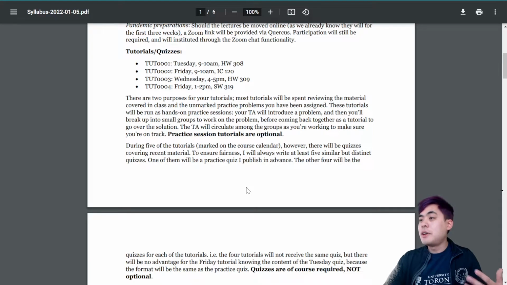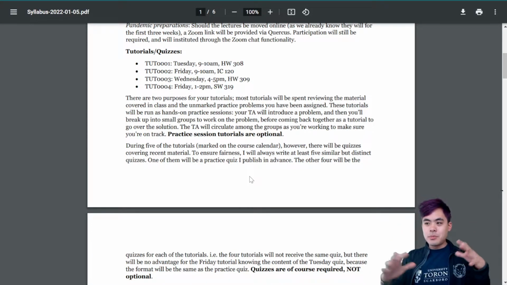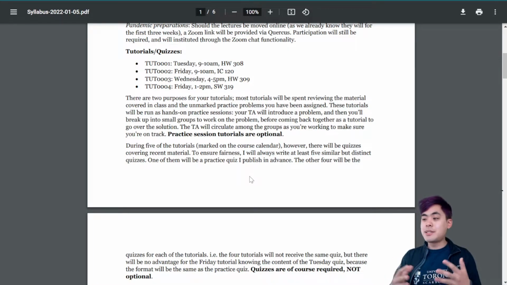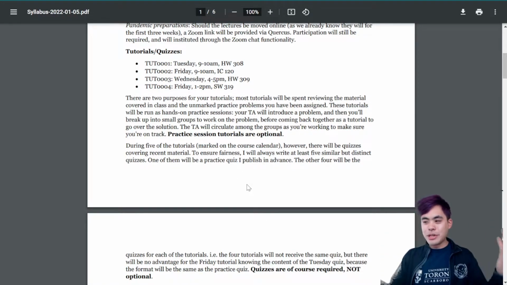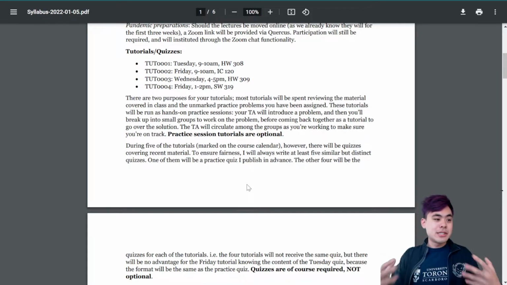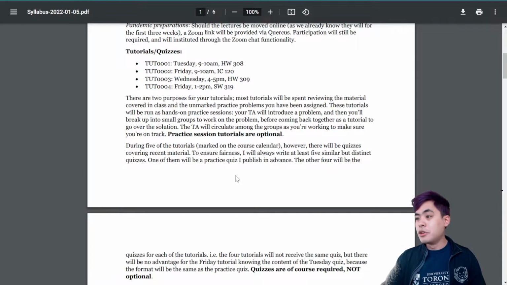To ensure fairness, I will always write at least 5 similar but distinct quizzes. One of them will be a practice quiz I publish in advance, so you don't get any advantage from going on Friday instead of Tuesday. You will have the same materials available to you. I know you talk to each other, and so this way everyone gets access to the practice quiz, which will be very similar in format to the real quizzes.